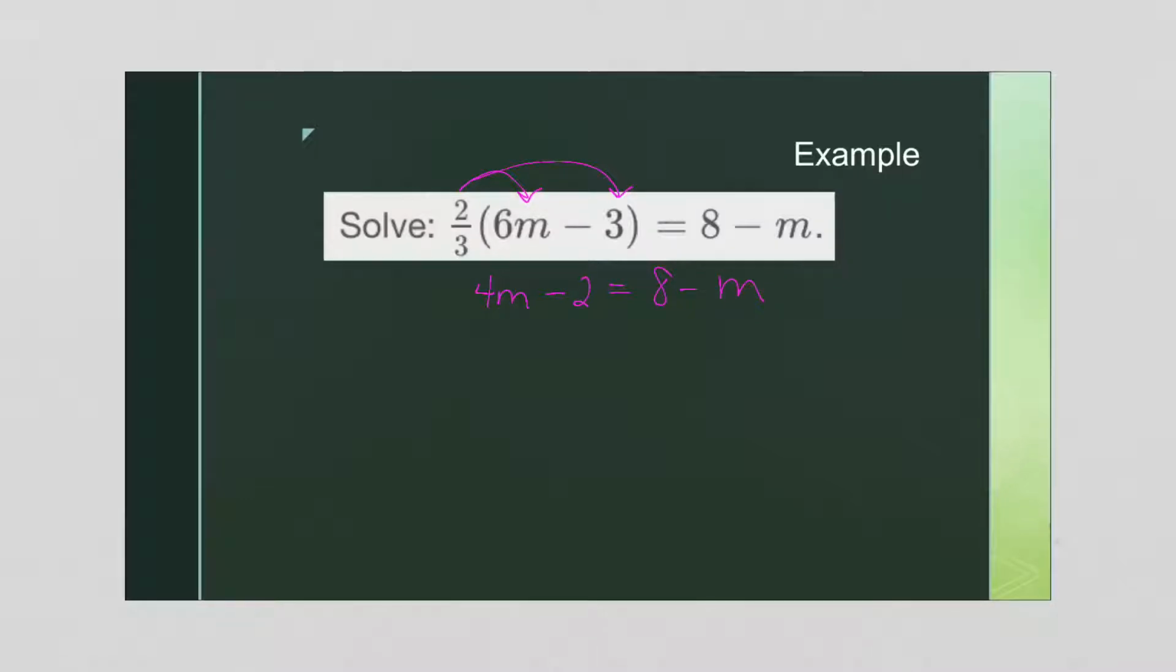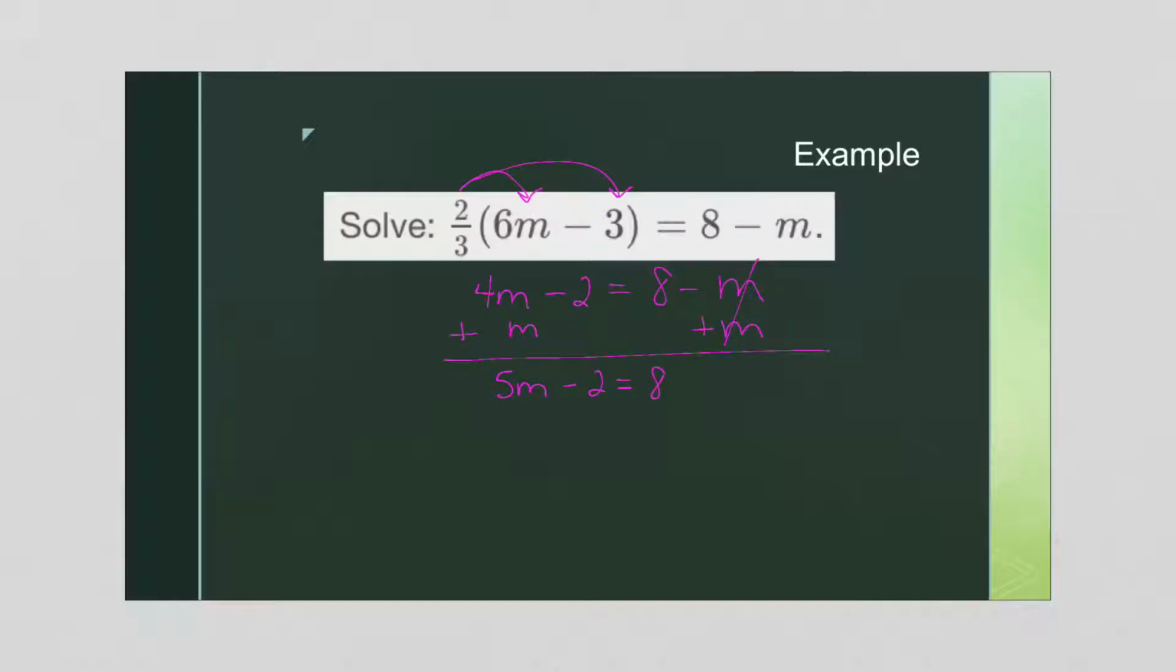So I'm going to collect my variables on the same side of the equal sign. And I'm going to make that side the left side because m is smaller than 4m. And like I said before, I like to avoid negatives if I can. So I would add m to both sides. And remember, that's a 1m. So that goes away. 4m plus m is 5m.